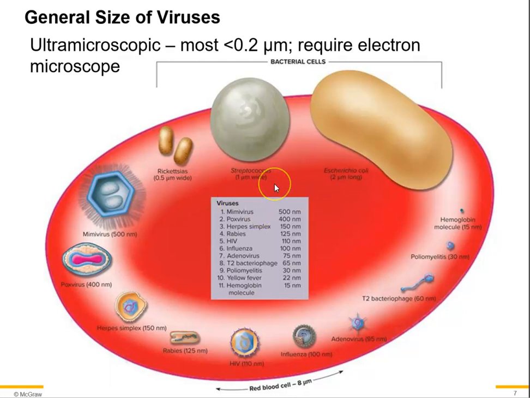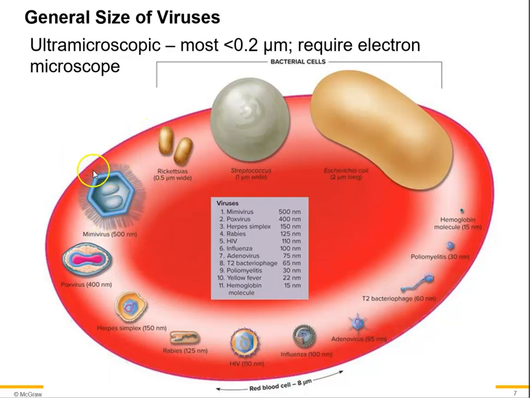All right, general size of viruses. Just know they are ultramicroscopic. They're very, very small, and you're going to need an electron microscope to see these guys. So you can see the comparison here. We have E. coli. It's about 2 micrometers long. You have Streptococcus. It's about 1 micrometer wide. Then you get down into the Rickettsias. These guys are pretty small bacteria. And then we're into the ultramicroscopic range.